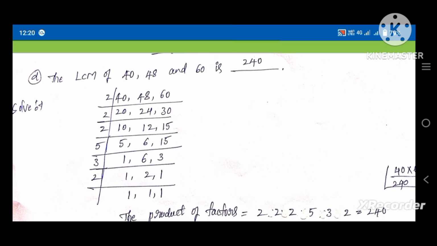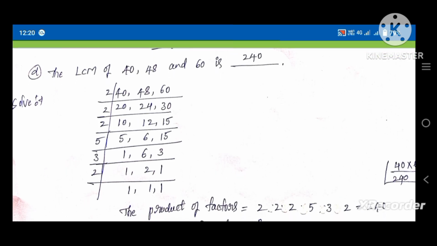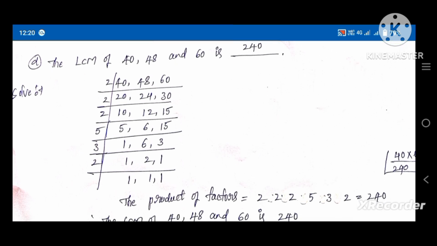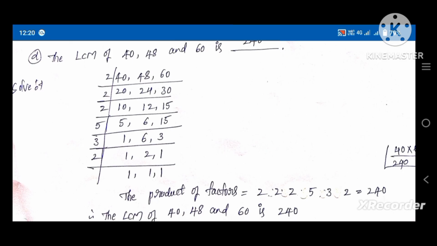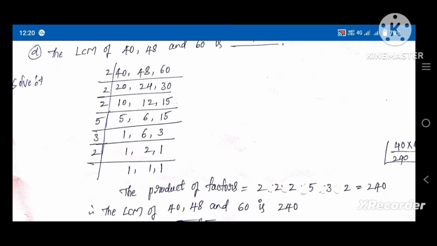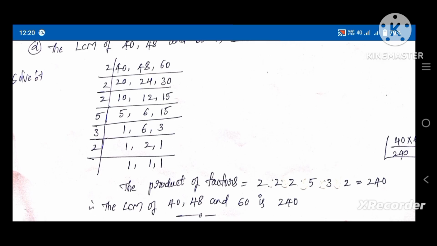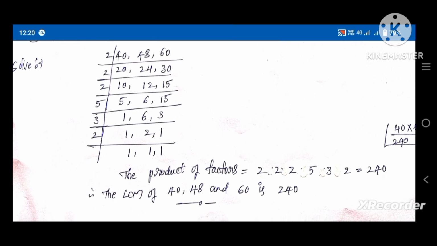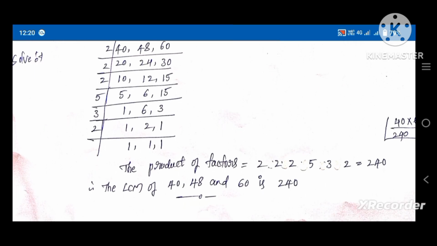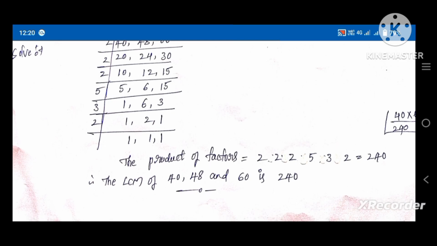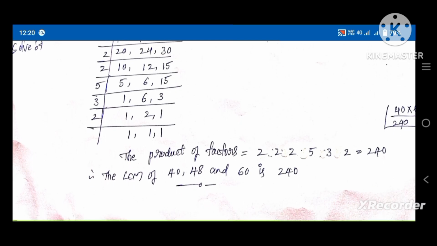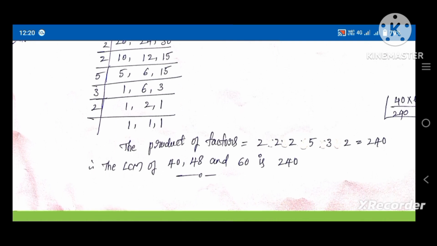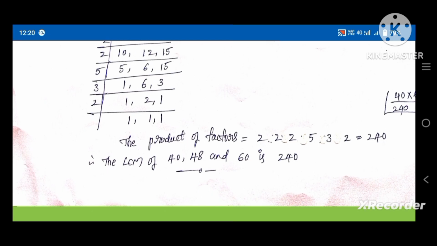D. The LCM of 40, 48 and 60 is 240. For 40, 48 and 60, we divide by 2. 2 2s are 4, 2 0s are 0, 2 2s are 4, 2 4s are 8, 2 3s are 6, 2 0s are 0. For 20, 24 and 30, divide by 2. 2 10s are 20, 2 12s are 24, 2 15s are 30. Divided by 2 again, 2 5s are 10, 2 6s are 12, 15 as it is.